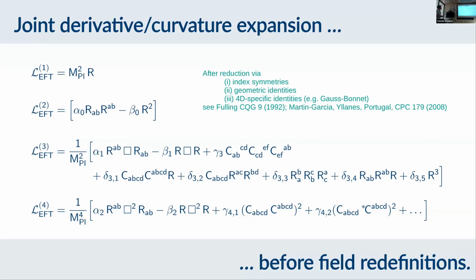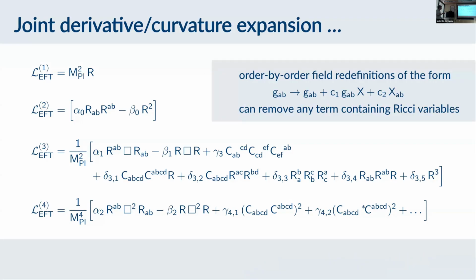But in any case, if you use the field definitions, you can, for instance, transform the metric like this. You can take the metric and transform it to the metric plus additional pieces, where x can be any scalar and x_ab can be any tensor, right? Because it has the same index structure as the metric. And I can choose x and x_ab to be combinations of the Ricci scalar and tensor. And by that, I can order by order remove actually all the terms which have a Ricci scalar or tensor.